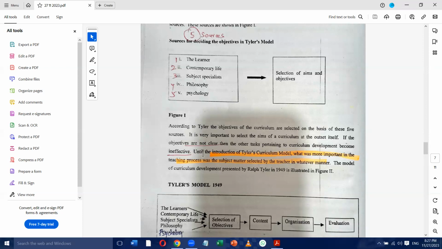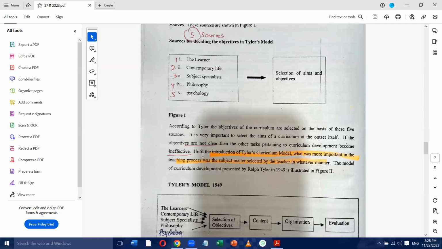So, before this model was introduced, curriculum development was based solely on the interests, likes and dislikes of the teacher, in whatever manner. It was organized properly in 1949. Otherwise, the same subject is taught by different teachers in different ways, right? In earlier days.